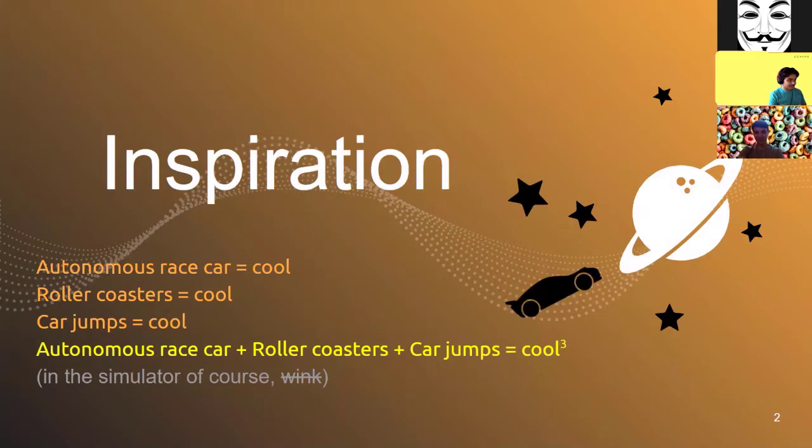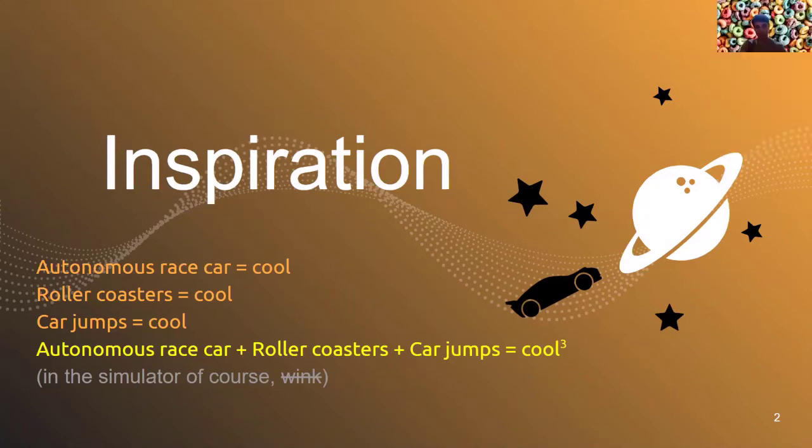So when thinking of our project idea, we had a large amount of them. However, we had to settle on one final one. So here's what we knew. Autonomous race cars are cool. Roller coasters are cool. Car jumps are cool. And by this point, it is obvious. So that was the final project idea we chose. Autonomously trying to make our car go in a roller coaster type course.